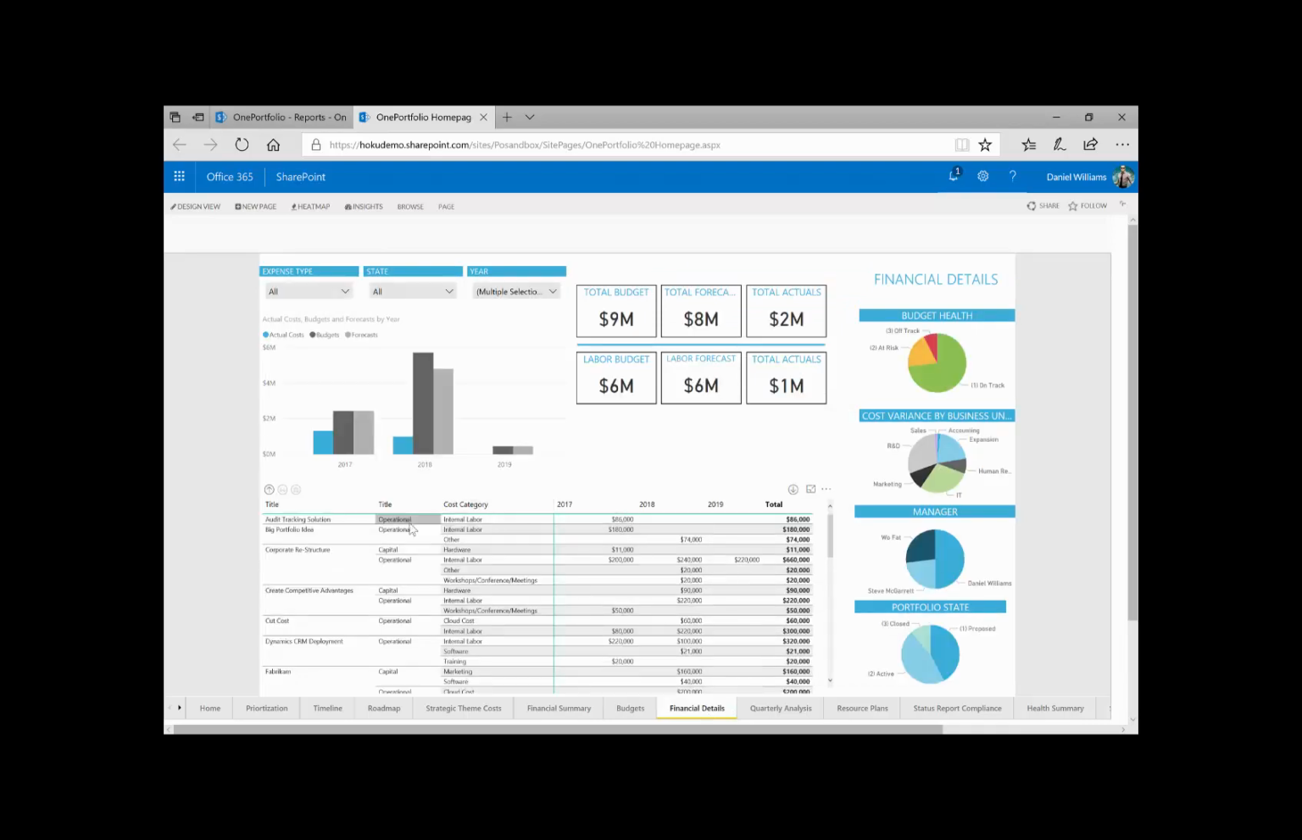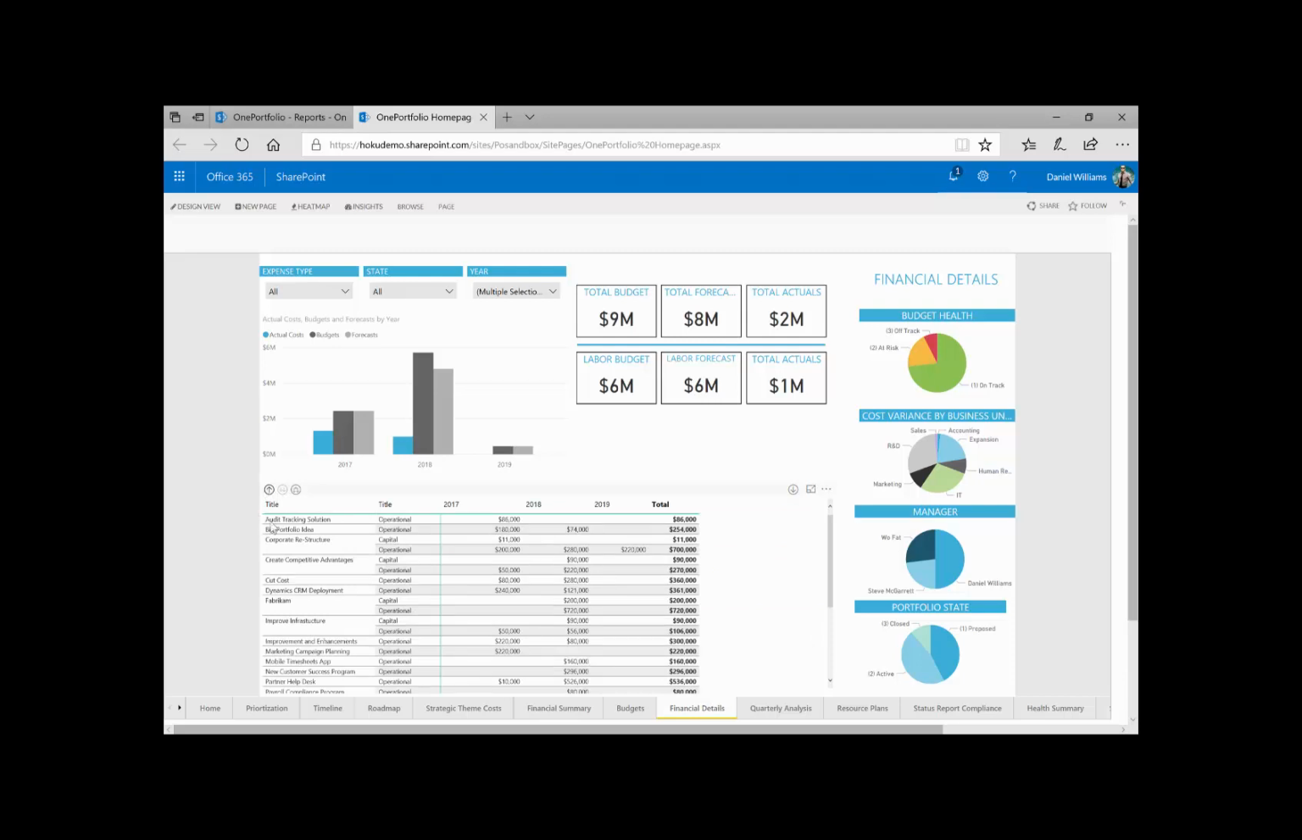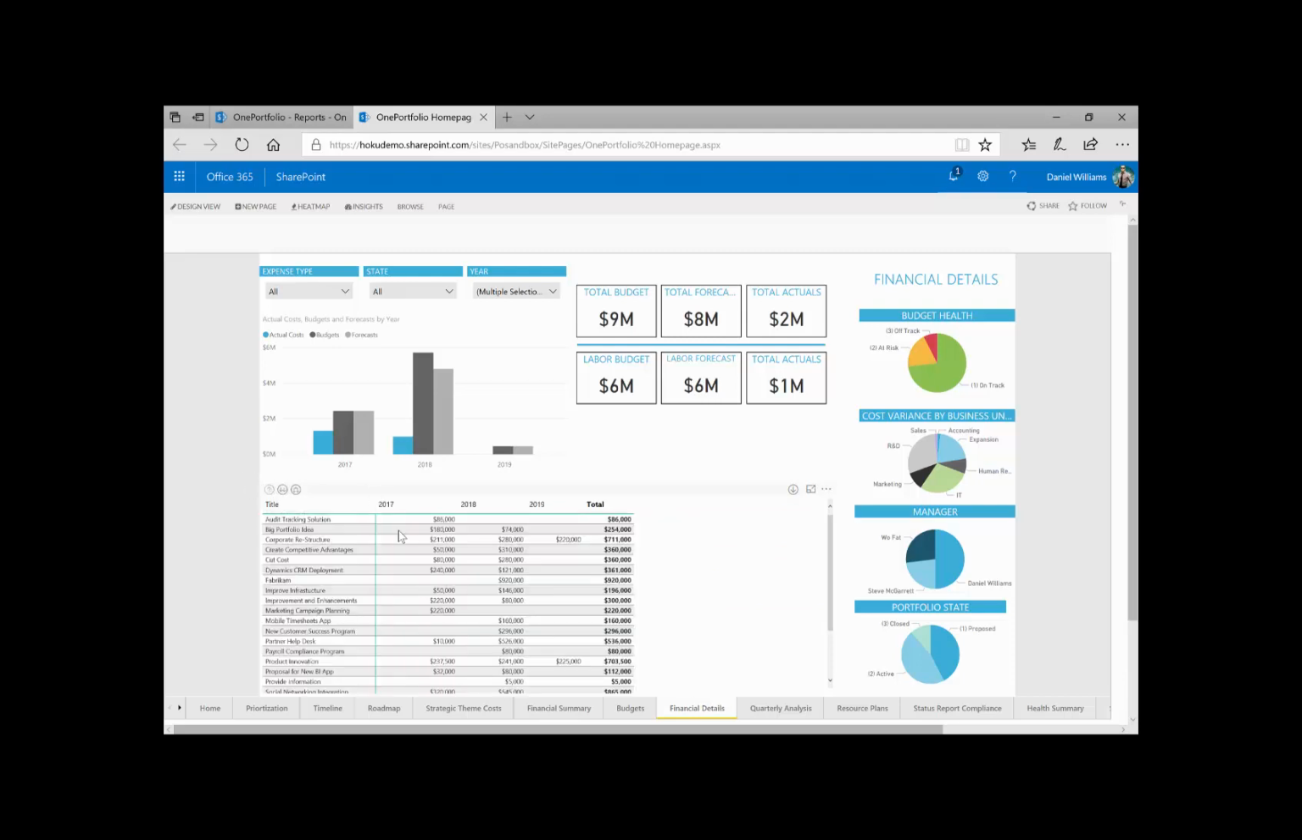If I come in here, notice I've now got these portfolio items, but I've broken the financial details down in another way. People often want to see CapEx versus OpEx. So here I'm looking at operational versus capital, and then the subcategories or cost categories within those. I can look at these at a very detailed level, or I could summarize this into a higher level, just operational versus capital, or even go up higher than that and just look at the total portfolio item level.